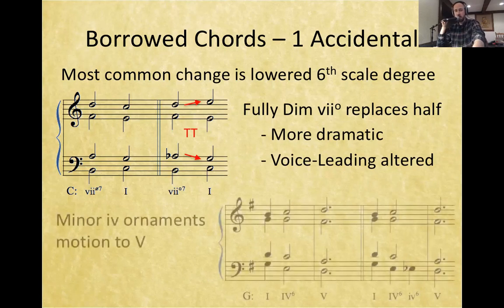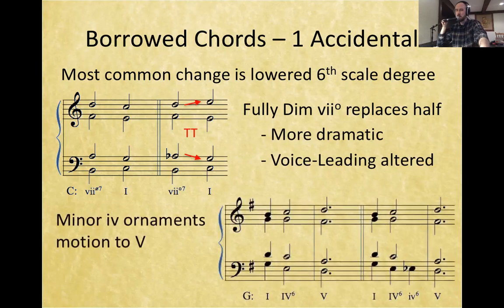Let's look at another example. And this is probably the most typical modal mixture type thing that we could see, is to use a minor 4 chord in the major key. So if we're in G here, we could have this really nice motion from 4 down to 5, 1, 4, 6, 5, which would sound like this. Right? It's a great progression. We got our bass line going, do, la, sol, right?